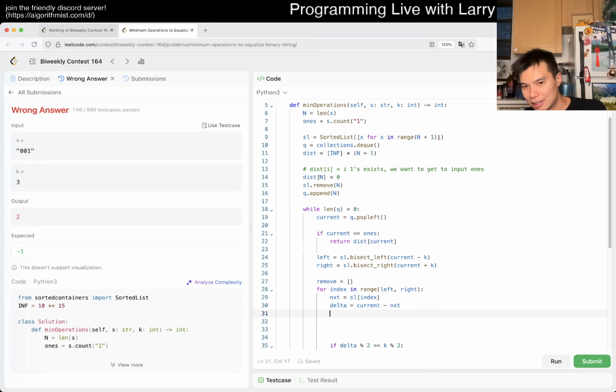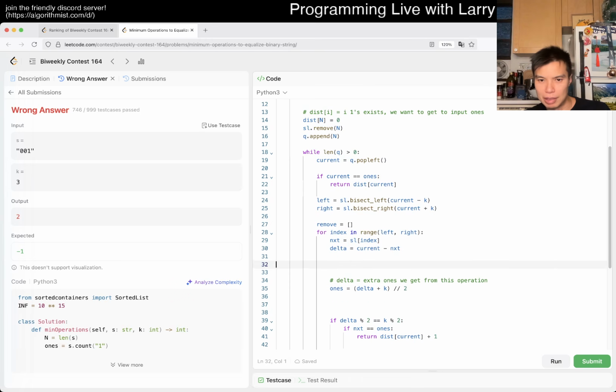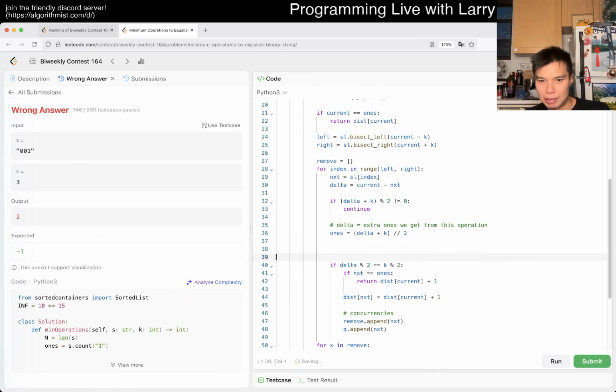sorry friends, so that's the delta in the number of ones that come up. Delta equals the extra ones we get from this operation, right? And then now ones is equal to delta plus k divided by 2. And of course, if this mod 2 is not 0, then we just continue, which I think is what this is saying really. But now we don't need this maybe.